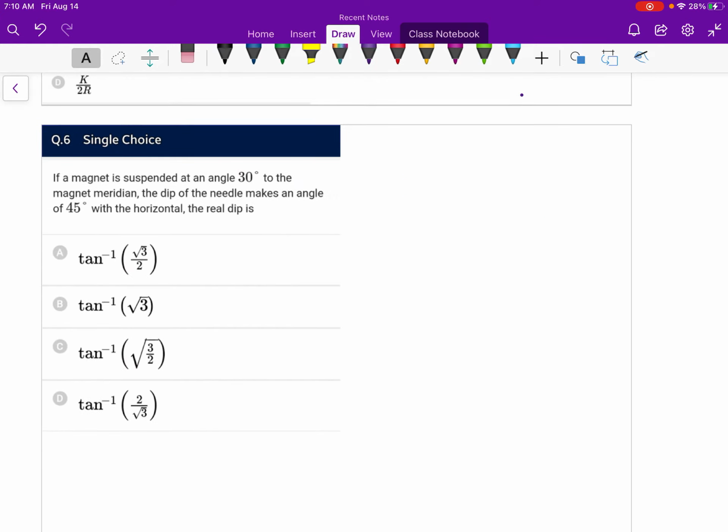If a magnet is suspended at an angle of 30 degree to the magnetic meridian, in a plane at an angle of 30 degree to the magnetic meridian, the dip of the needle makes an angle of 45 degree. Okay, so phi is the true dip.